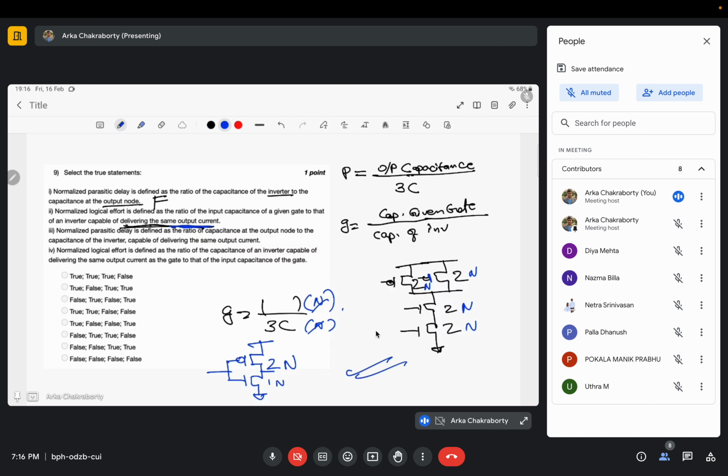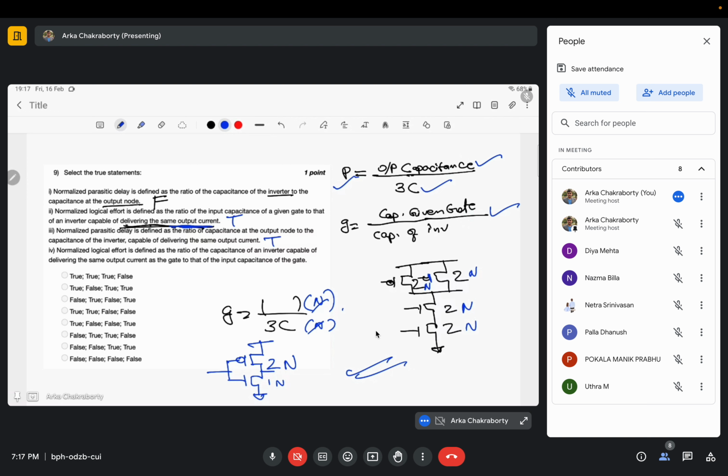Okay, and so the definition that they have given, capacitance of a given gate by capacitance of an inverter delivering the same current, is correct, so it would be true. Okay, and the third statement is, normalized parasitic delay is defined as the ratio of capacitance of the output node to the capacitance of the inverter capable of delivering the same amount of output current. So it is matching the definition of parasitic delay, so it is true.